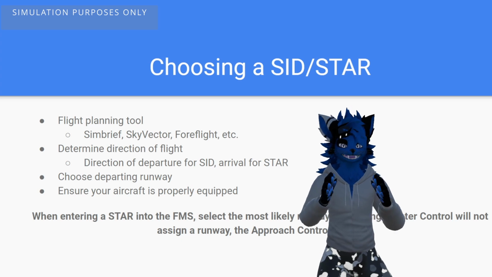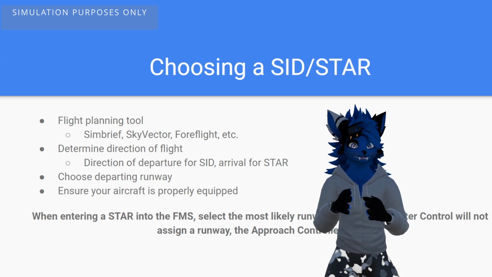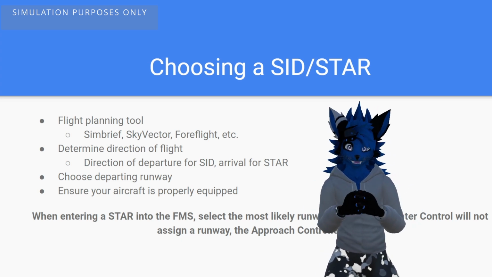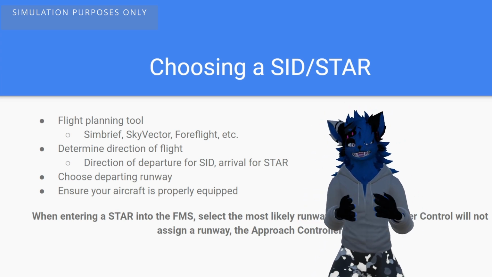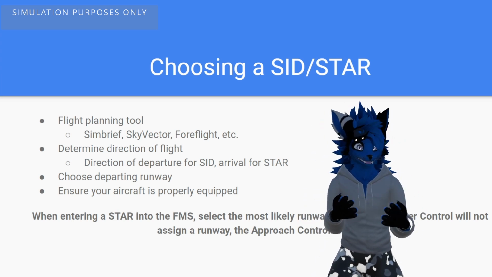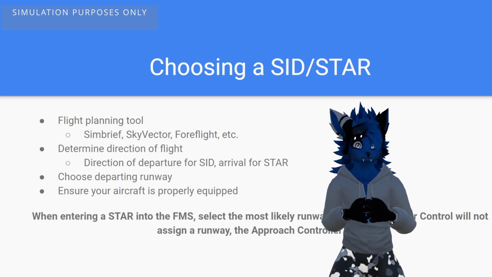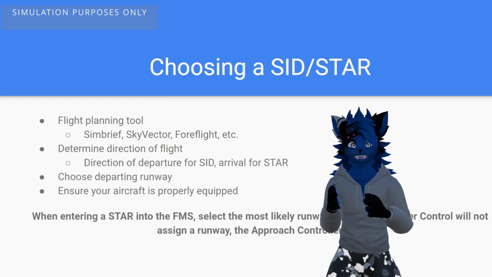When it comes to choosing a SID or a STAR, the easiest way is to use a flight planning tool to help you figure it out. Flight planning tools like SimBrief or SkyVector or ForeFlight, for example, will take into account the type of plane that you are using along with your direction of flight. It will then pick the best departure or arrival route for you.